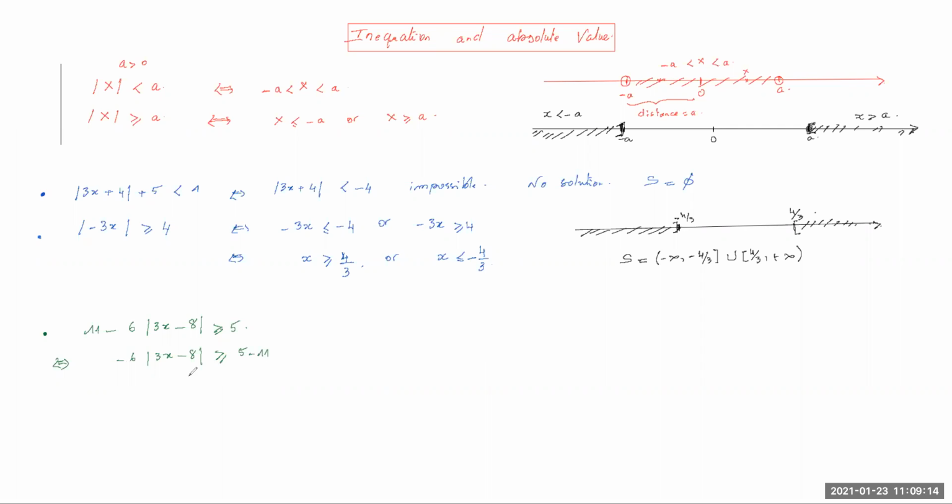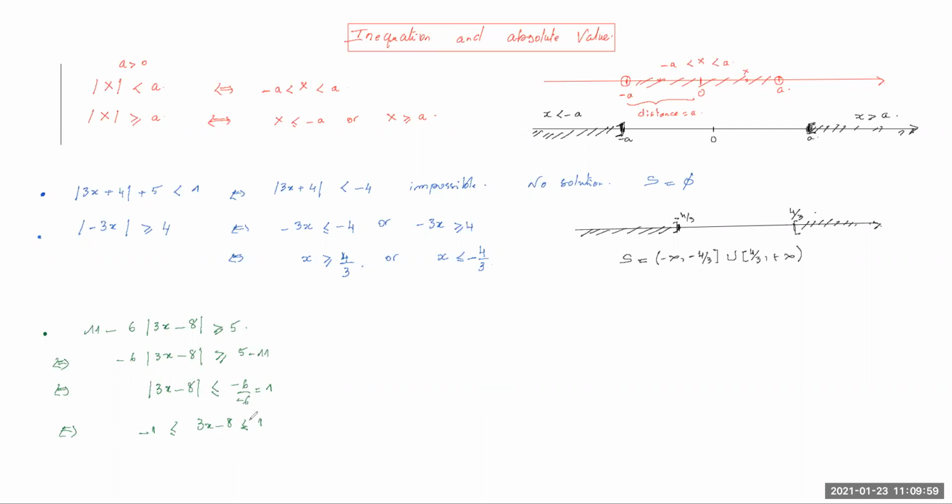I need to be careful because I have an inequality, so I need to change the sign of the inequality. Minus 6 over minus 6 is 1. So the absolute value of 3x minus 8 is less than 1. I am then in the first situation. So the possibilities are given by 3x minus 8 between minus 1 and 1, the opposite.